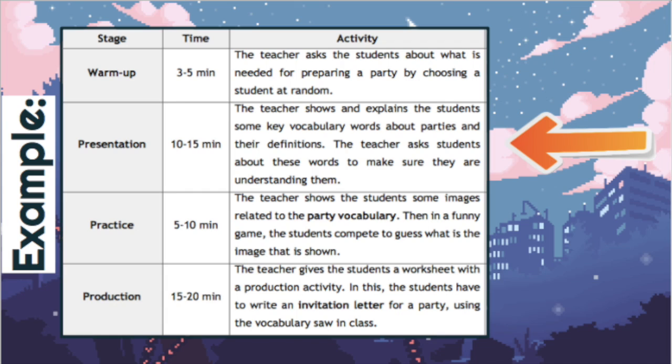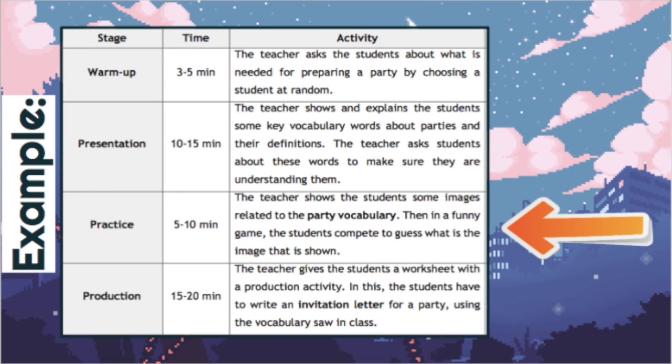Presentation. In other words, it's the explanation of the topic. It's usually the longest part of the class, and the most common strategies used are showing the information in a PowerPoint presentation or writing the information on the board. It's important to verify the students' understanding along this stage.